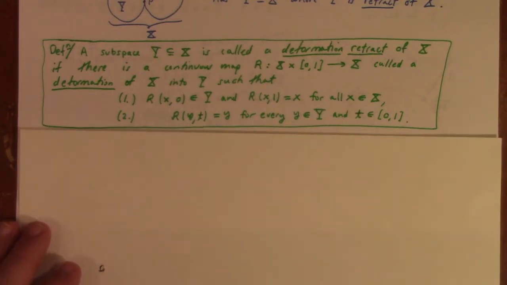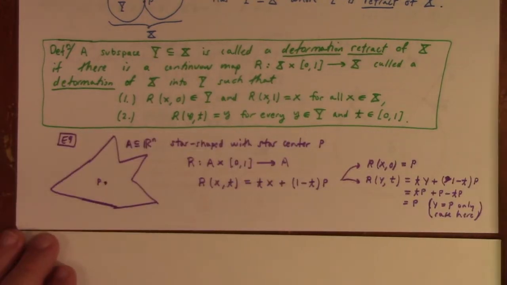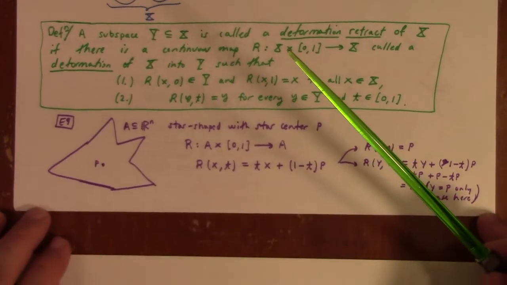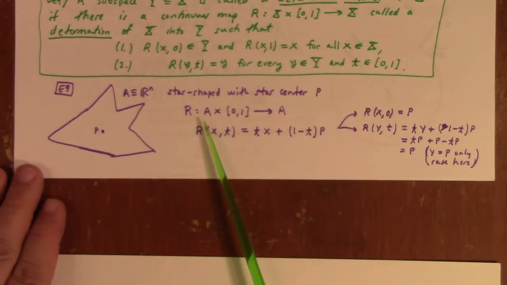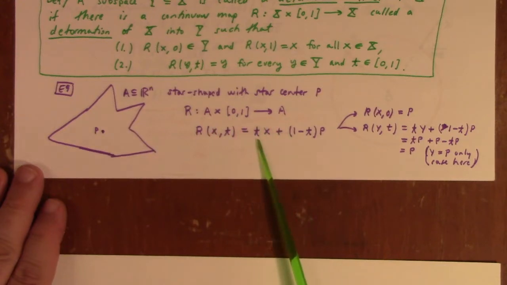I don't know, my intuition's not quite where it needs to be yet to say more about it. So here's an example of one. If you have a star-shaped space in Rn with star center P, you can look at this deformation retract of that star-shaped space A by the usual formula.